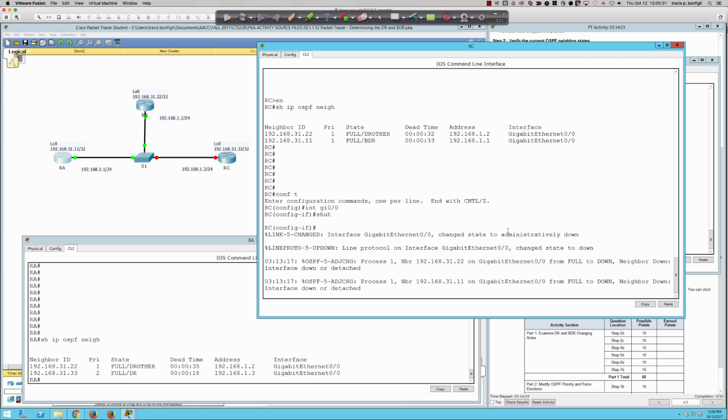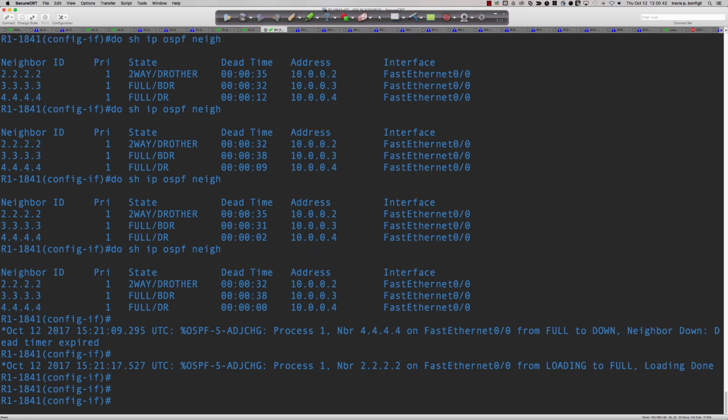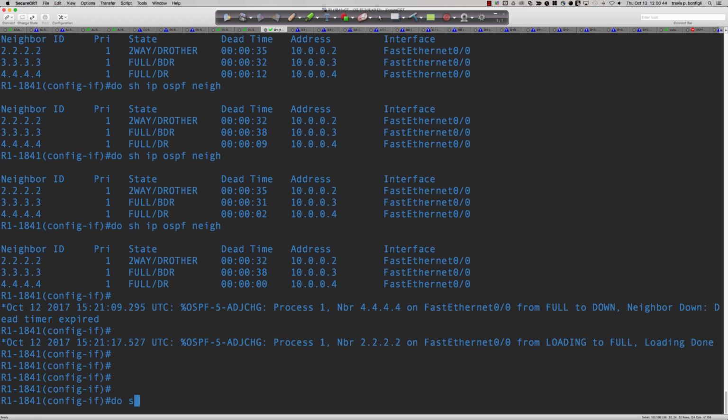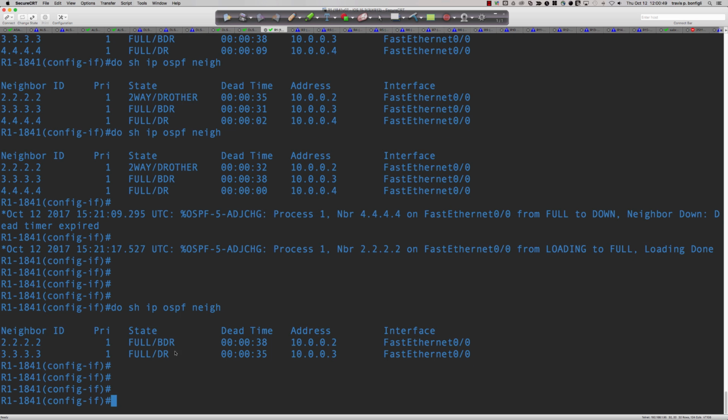Until the dead timer expires, then you're going to end up with an issue, right? Like we did here. And we're going to have an election to see who's going to be the new DR and who is the new BDR. So if I say do show ip ospf neighbor, you can see now that the new DR was the former BDR. So the BDR is promoted to DR immediately, and then there's an election for the BDR.